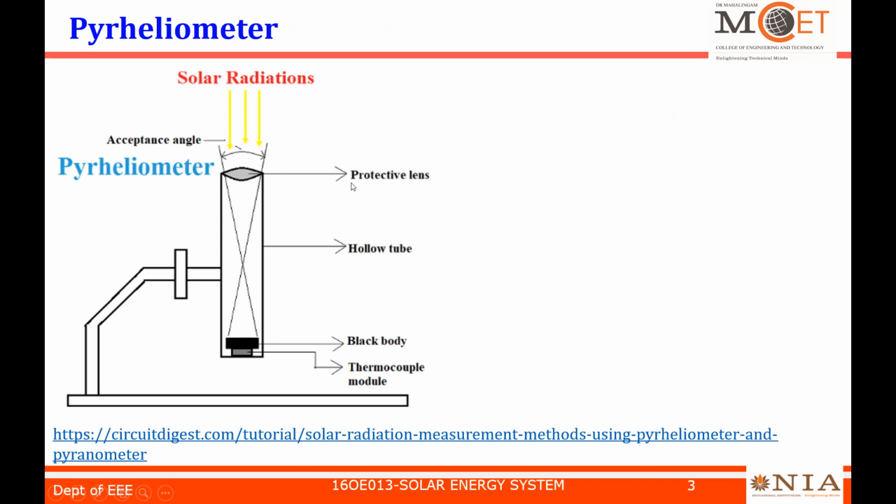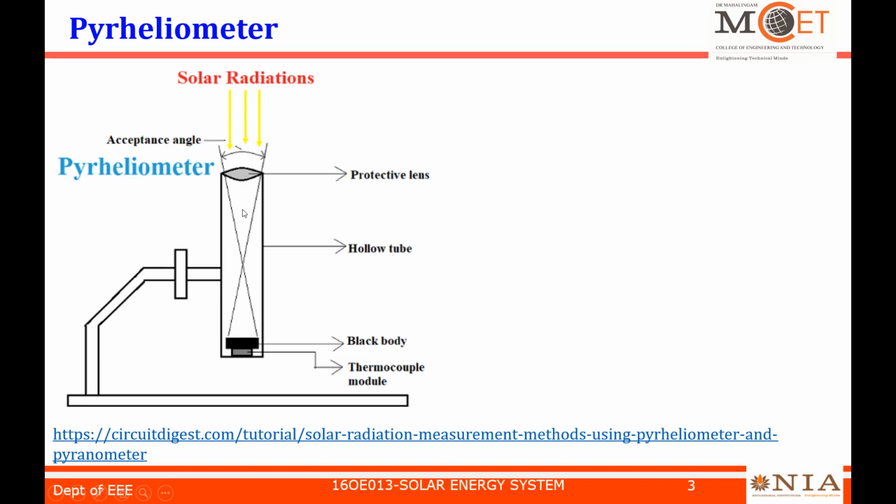Pyrheliometer is an instrument used to measure direct radiation. So this is a hollow tube, through which the solar radiation passes. We have a protective lens. This protective lens accepts the solar radiation at a particular angle. The direct radiation coming from the sun will be at a specific angle, so this lens will be accepting these angles from the solar radiation.